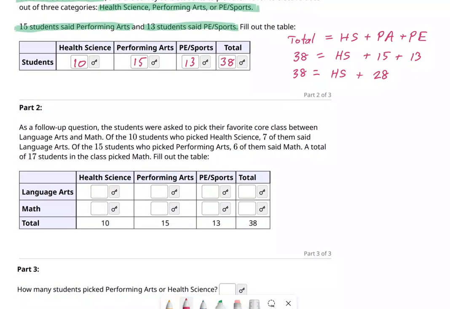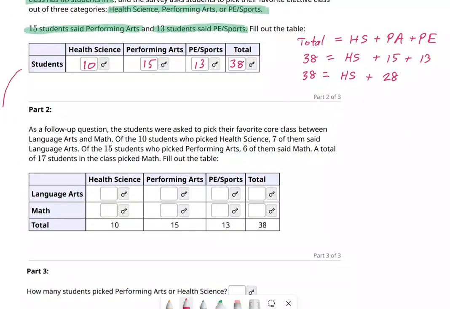Okay, next part. And you'll see something convenient. These numbers are already in your table down here. Okay, so we see that 10, 15, 13, 38 row at the bottom. That's the total number of students in the class. And now what it's saying is, okay, follow-up survey question. These students are now told to pick their favorite of math or language arts classes. So watch how these things are phrased. Of the 10 students who picked health science, 7 of them said language arts. So what that means is you find your health science column, that's right here, and you put 7 of those kids in language arts. That's their favorite core class.